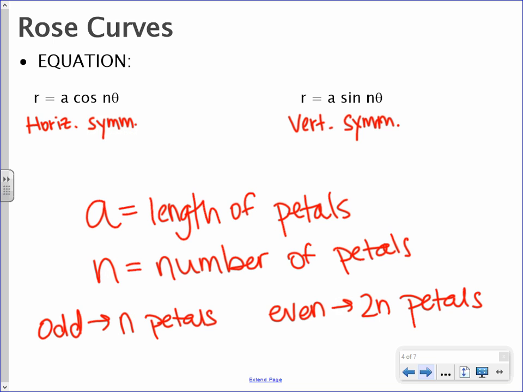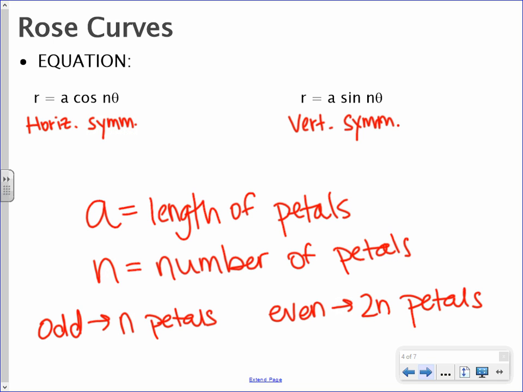Okay? What's really happening, and whether you remember this or not, it doesn't matter. It takes us from 0 to pi to draw our odd number of petals. It takes us from 0 to 2 pi to draw our even number of petals. Because if we go from 0 to 2 pi all the time, then on our odd petals, it just traces those odd petals over again. So if we go from 0 to 2 pi with like 3 petals, it would draw the 3 petals and then it would draw them again over the top. Okay?